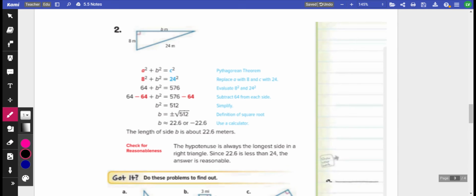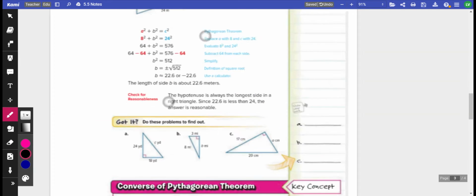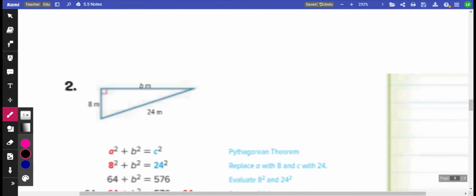All right, for problem number 2, we're going to take the triangle, 8 meters, b meters, and 24 meters, and determine what is my c. Well, my c is going to be opposite of my right angle, which is going to be 24. a and b, doesn't matter how you label them. In fact, they actually kind of already tell us that this is side length b we're solving for because they use the variable b. So I'm going to use a squared plus b squared equals c squared.